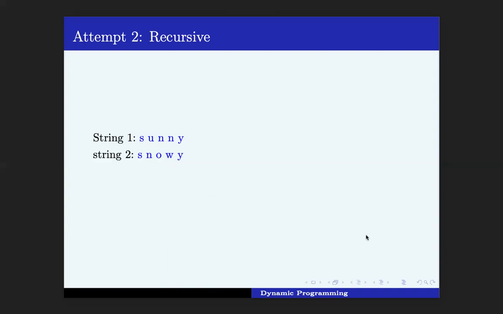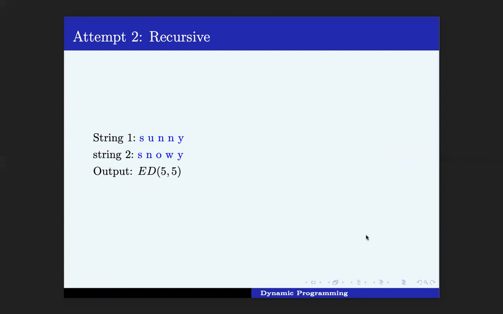But now let's think about this recursive way of thinking, right? I wanted to convert SUNNY to SNOWY. Okay, and our job is to output ed of 5, 5, right? What is the smallest number of operations which will convert SUNNY to SNOWY?